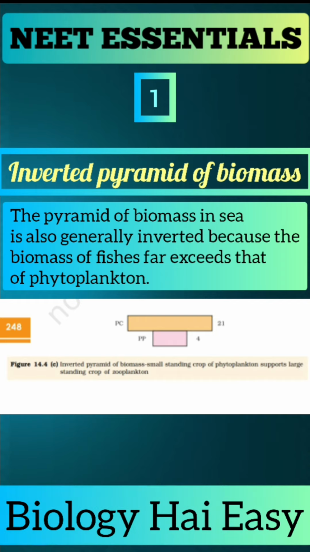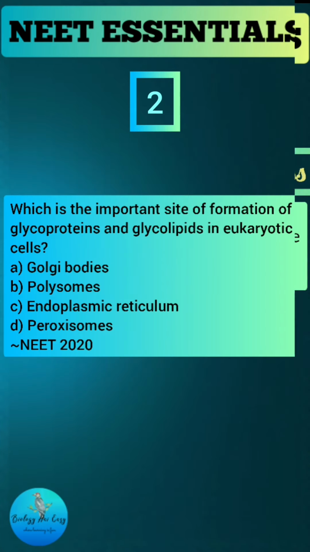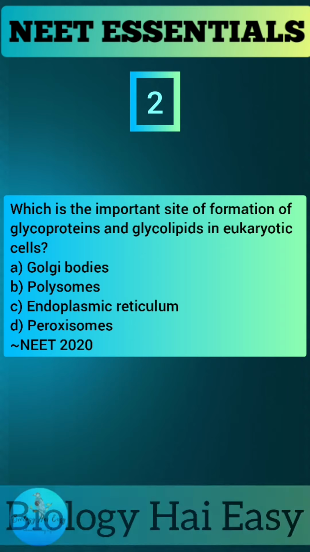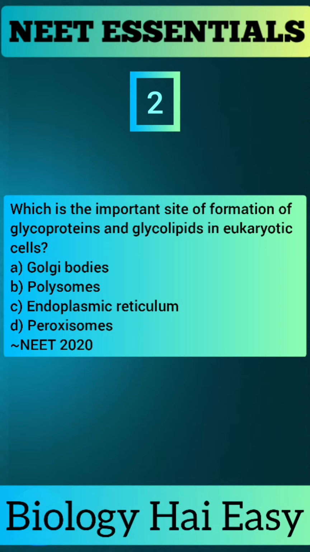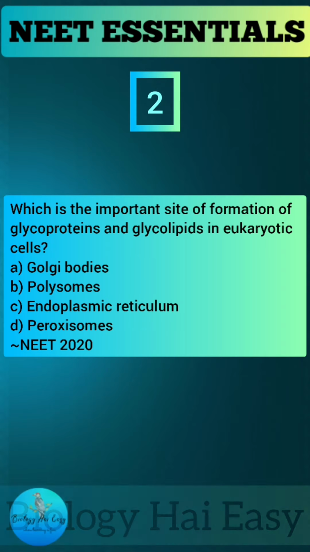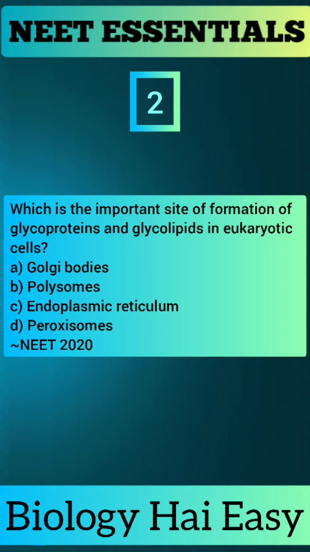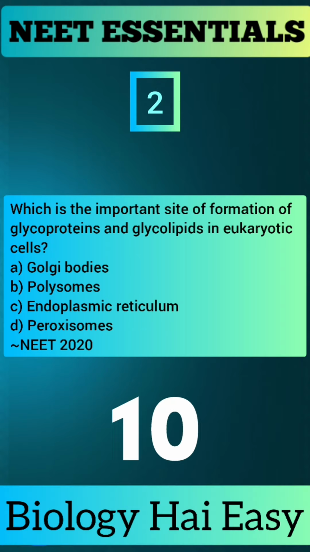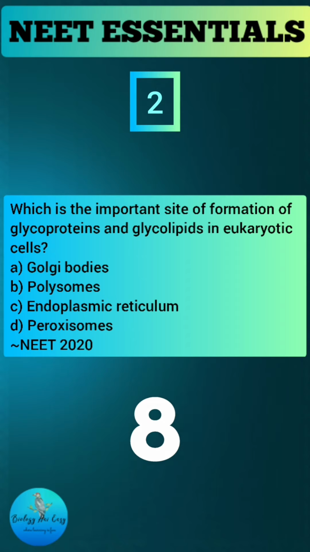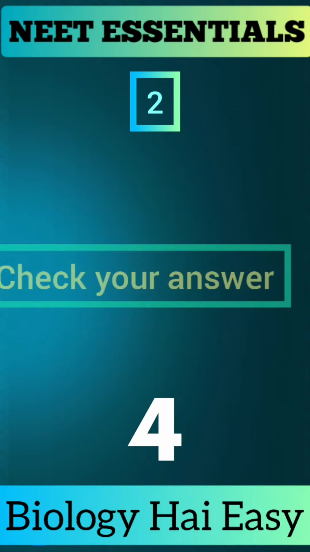Let's move on to our next question. Which is the important site of formation of glycoproteins and glycolipids in eukaryotic cells? And the options are Golgi bodies, polysomes, endoplasmic reticulum, peroxisomes. And the countdown begins now. Let's see how many of you can answer this question correctly.